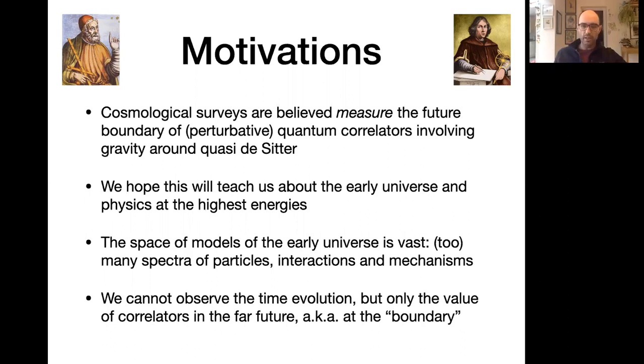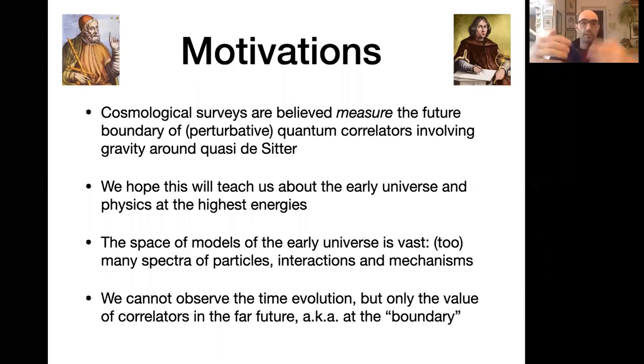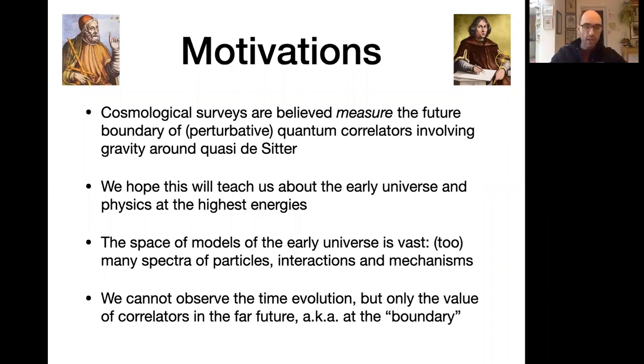And the main problem is very clear: unlike what happens in particle accelerators, what we can know about the early universe is only its final state, what happened at the very end, because it's the final state of the primordial universe that then sets up the distribution of galaxies and photons in the universe. But none of us was there during inflation. And so none of us can know what happened as a function of time. No one can observe the time evolution. We only know the final state. So I'm going to use the word boundary for this. We can only observe the boundary at the end of this time evolution rather than the time evolution itself.